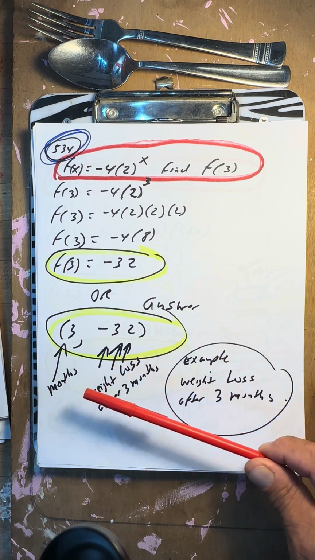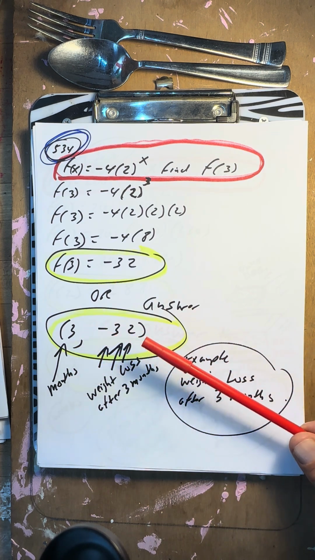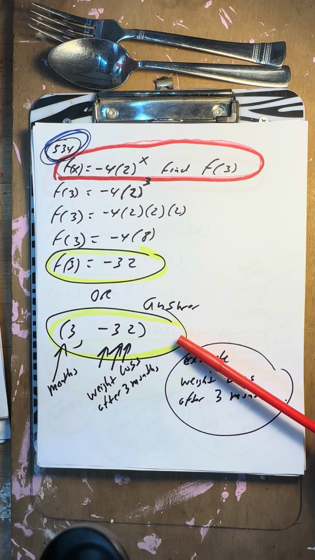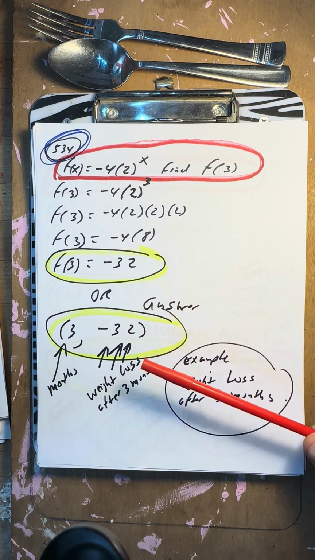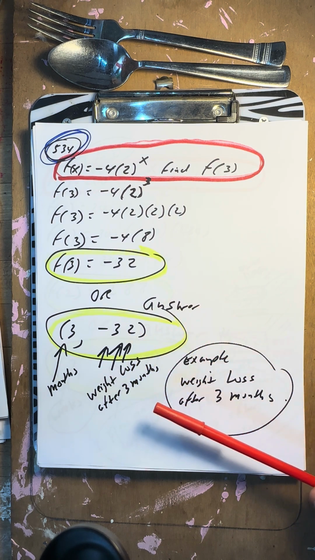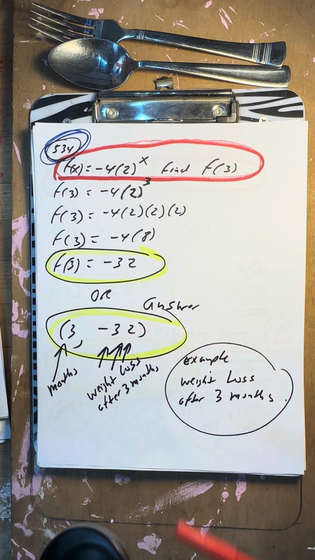Example, weight loss. 3 months on this program for weight loss, working out, eating the right foods, exercise, stuff like that. You lost 32 pounds. So in 3 months, you lost what? 32.